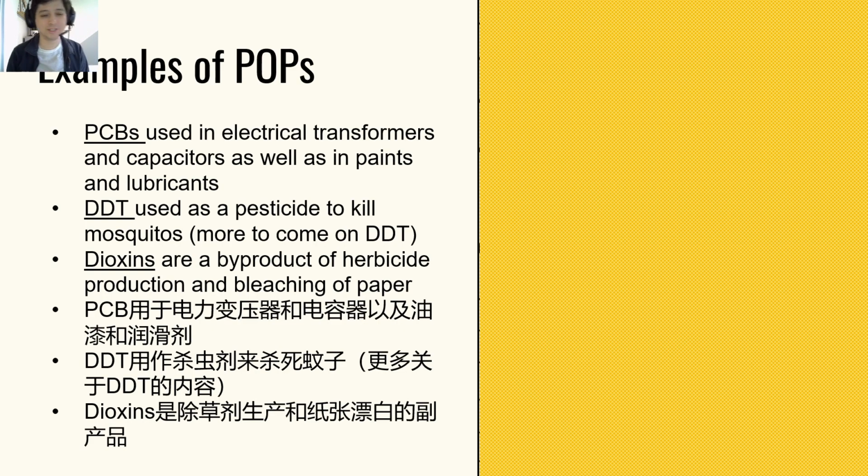DDT, which we'll talk about more in a second, is a chemical that we use as a pesticide to kill mosquitoes. And then dioxins, this is also another very potent issue, and it's a byproduct of herbicide production and bleaching of paper and other sources, which we'll talk about later in this class. But they have health effects and they stay in the environment for a long time. They are very potent and not good. So all of these are especially bad. Okay, persistent organic pollutants.